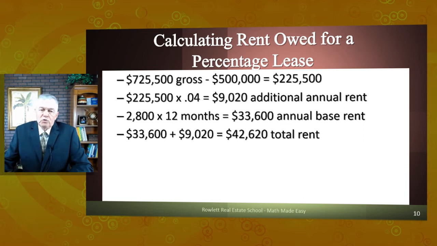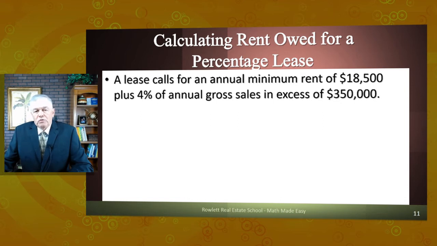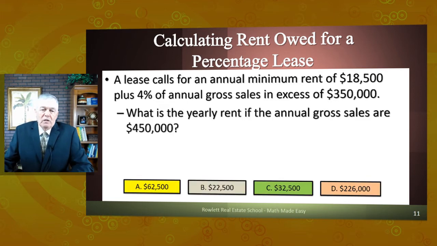Let's do one more. A lease calls for an annual minimum rent of $18,500 plus 4% of the annual gross sales in excess of $350,000. So, what is the annual rent if the annual gross sales were $450,000? Go ahead and pause your video right now, and we'll come back and give you the answer.